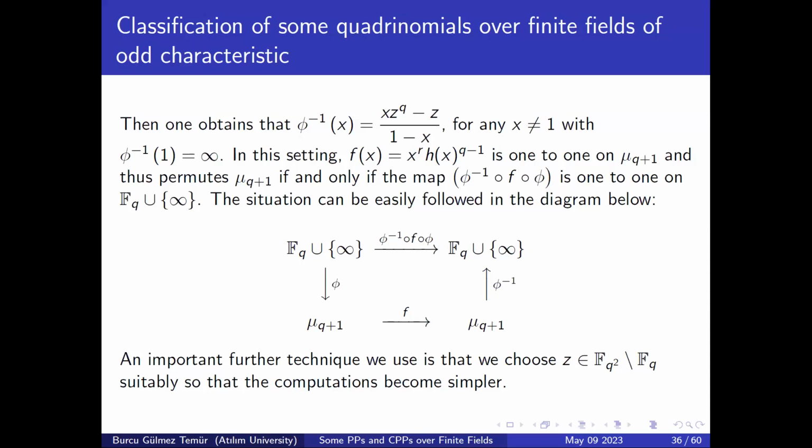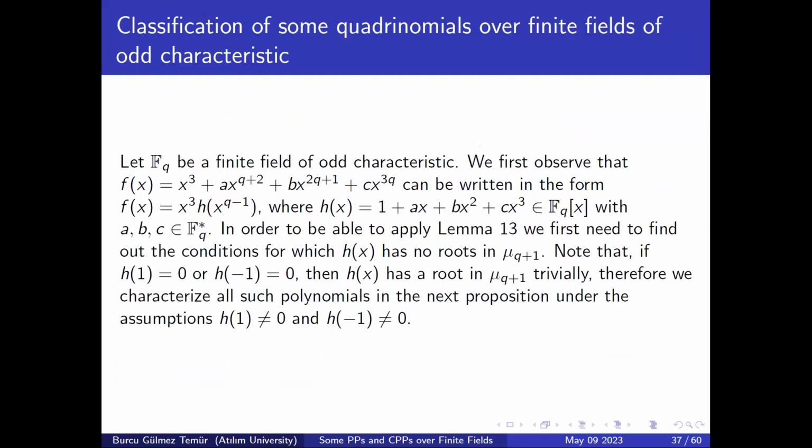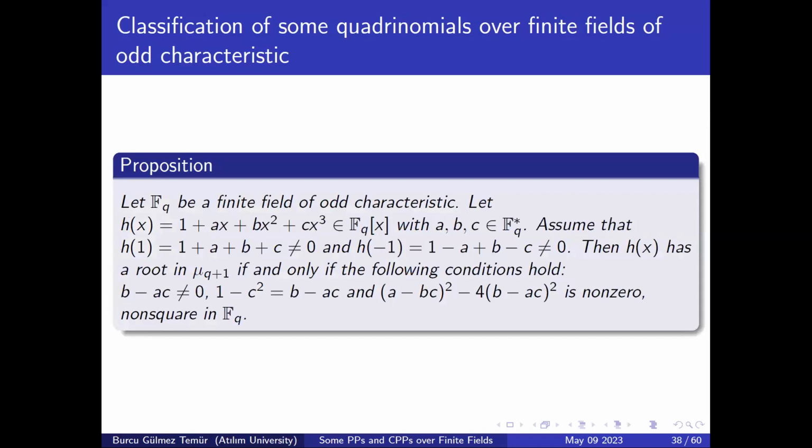Now, we choose also z in F_{q^2} minus F_q suitably, so the computations become simpler. So we took everything from μ_{q+1} to F_q. The question is when φ inverse f φ is one-to-one on F_q union infinity. So we wrote down, first of all, we have to again determine when this polynomial has roots in μ_{q+1}. Again, we excluded 1 and minus 1, otherwise it will have a root because 1 and minus 1 are both in F_q and μ_{q+1}. And we have found these conditions. Again, we didn't find the conditions for which it does not have a root. Instead, we found the conditions for which H has a root in μ_{q+1}, if and only if these three conditions are satisfied.